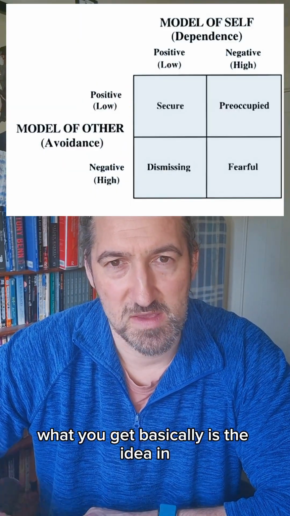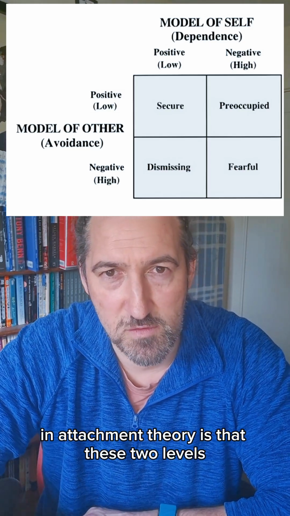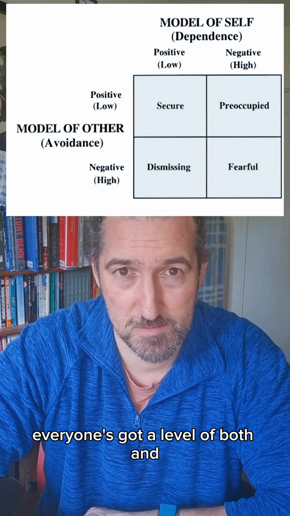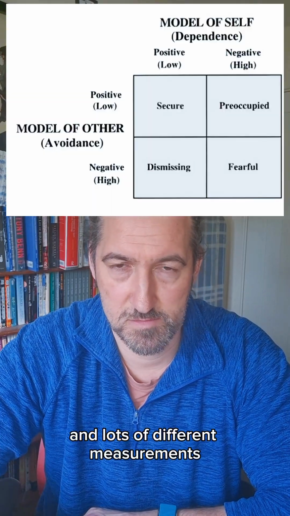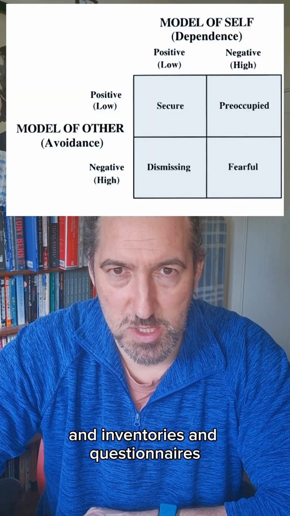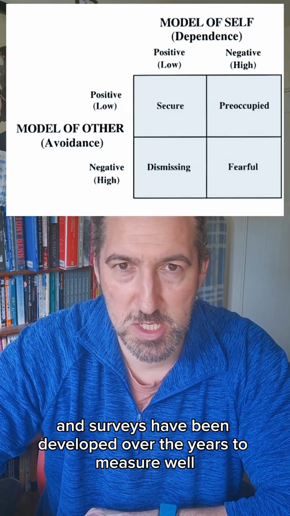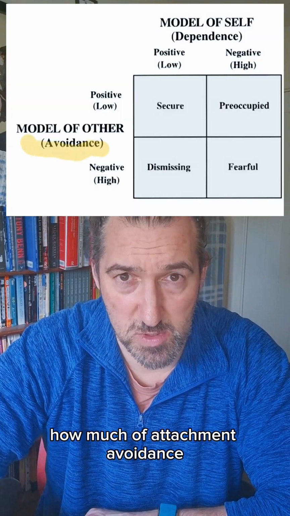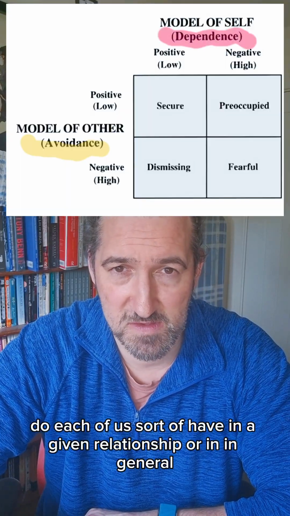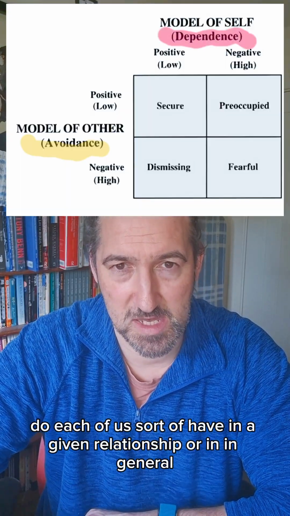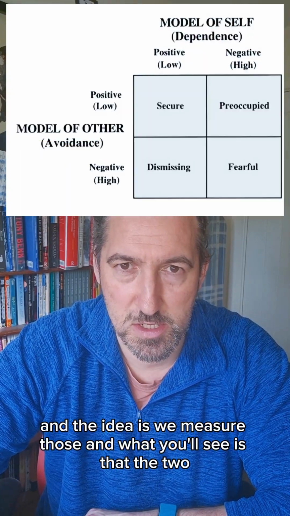The idea in attachment theory is that everyone's got a level of both, and lots of different measurements, inventories, questionnaires and surveys have been developed over the years to measure how much attachment avoidance and how much attachment anxiety each of us has in a given relationship or in general. And the idea is we measure those.